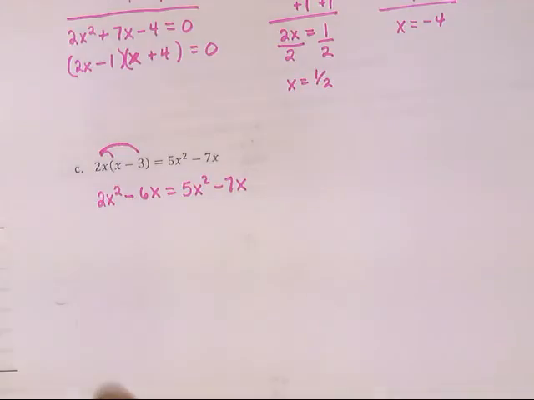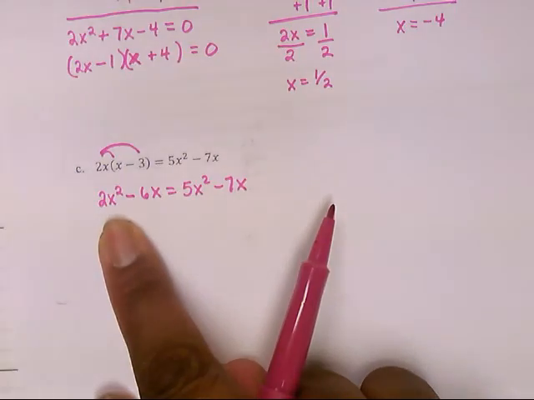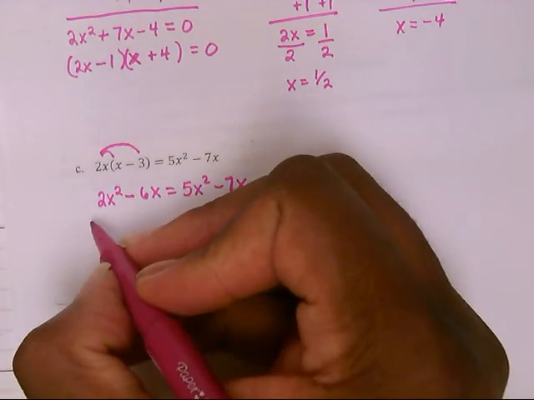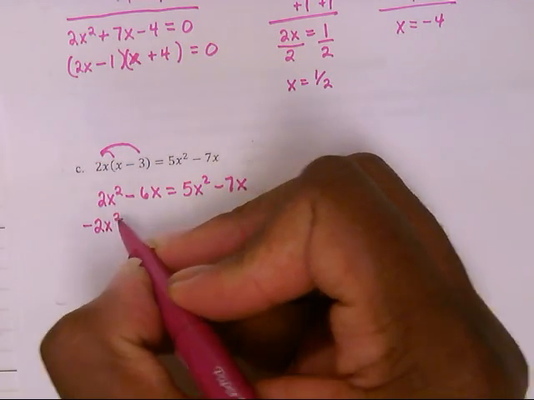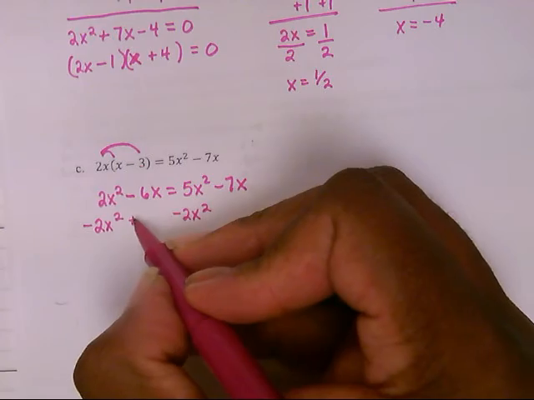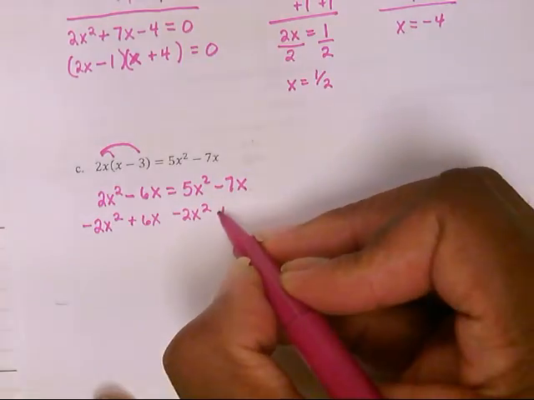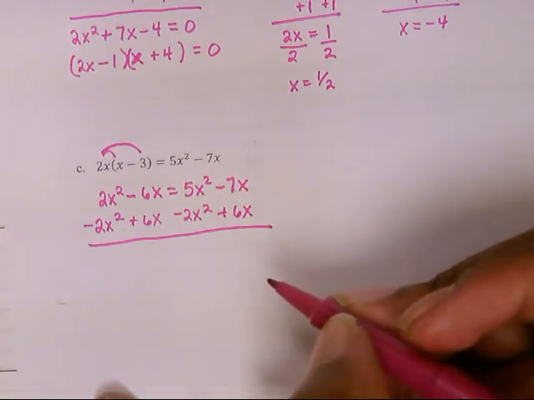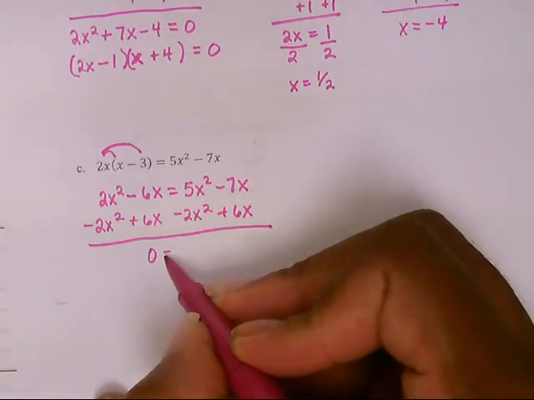So now I need to move some terms over to the opposite side so that I will get a 0 on the other side. So I need to move the 2x squared minus 6x over to this side. Here I'm going to subtract 2x squared on both sides. Then minus 6x, I'm going to add 6x to both sides. So I'm going to have a 0 on this side.